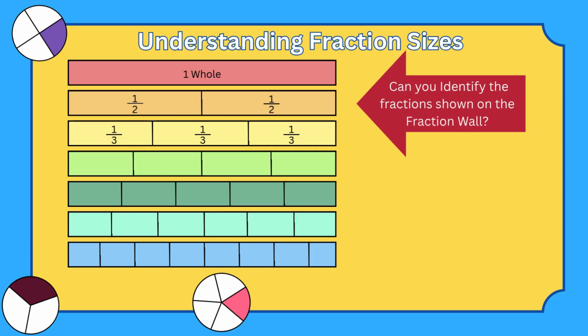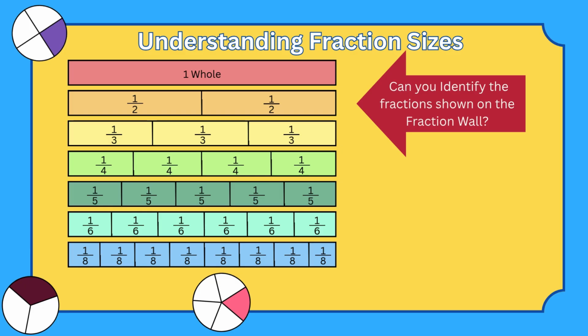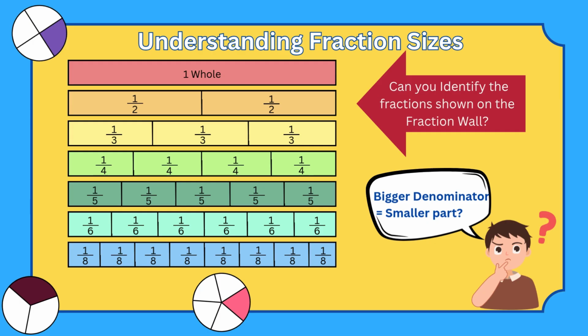As you move down the wall, do the pieces look bigger or smaller? Which row has the smallest pieces? How many parts is that whole cut into? All the top numbers, the numerators, are the same. What do you notice about the bottom numbers, the denominators? Now think. When the denominator gets bigger, what happens to the size of each part?